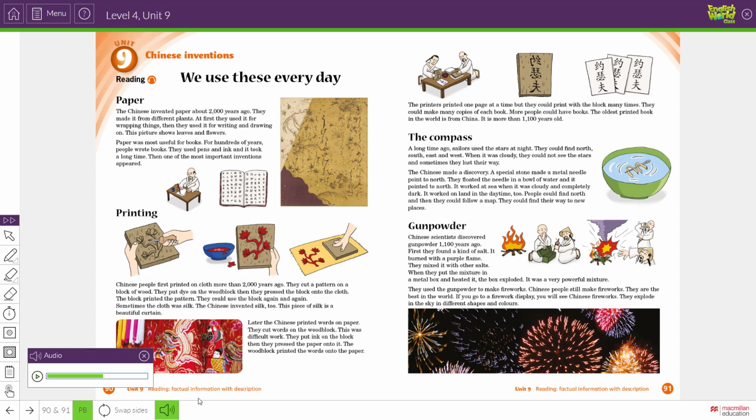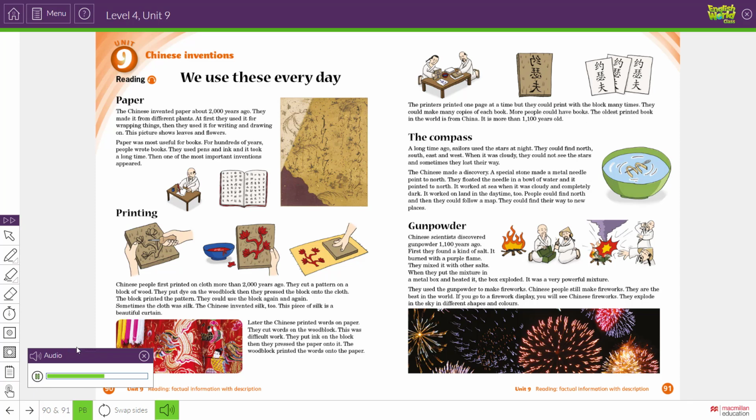The second question is, what happened if it was cloudy? The third question is, what was the first compass? Okay, listen, read, and answer.